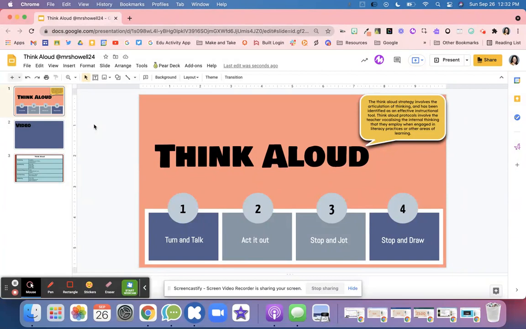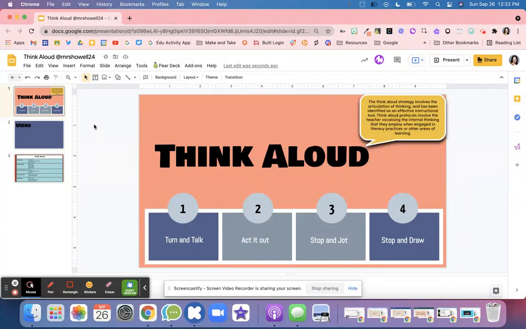And think alouds can really involve the teacher maybe sharing the thoughts of how they get to a certain answer out loud. And a lot of times this might be done through a read aloud or maybe as you're modeling a math problem. So again, you're thinking out loud.